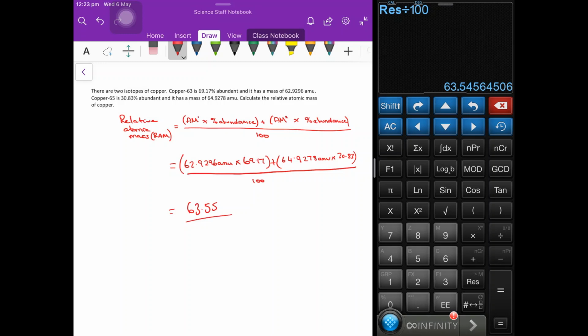63.55. So relative atomic mass is equal to 63.55. And the units for relative atomic mass, well, there aren't any because it's an average, so we don't have to put anything afterwards. So let's have a look. We've got all our equal signs lined up, we've got our equation, our full working, our answers underlined, and there we go, all done.